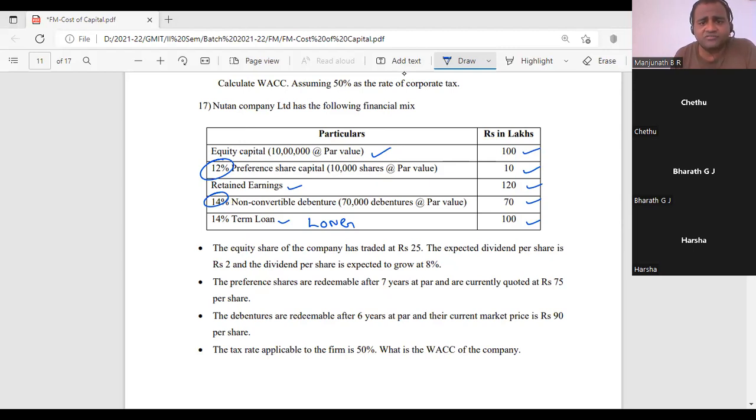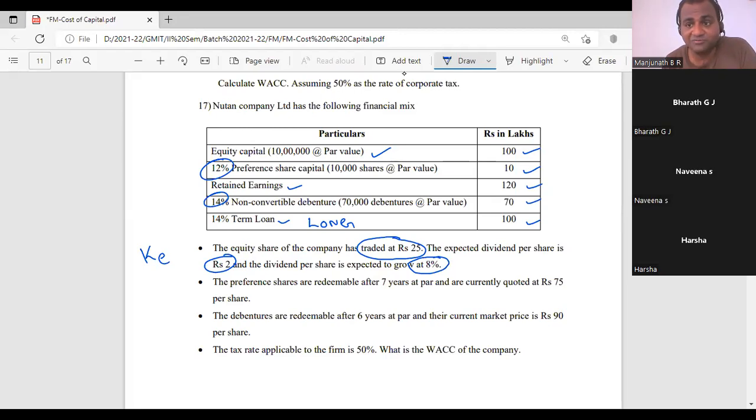The equity share of the company is traded at rupees 25. The expected dividend per share is 2, and dividend per share is expected to grow at 8%. By seeing this information, you should get a clue that we have to calculate Ke, and we have 5 approaches or 4 approaches. What is the right answer?